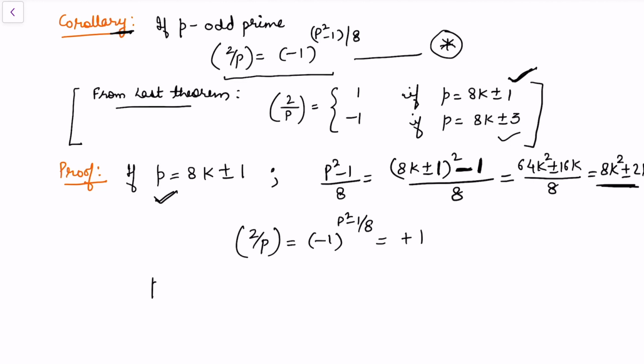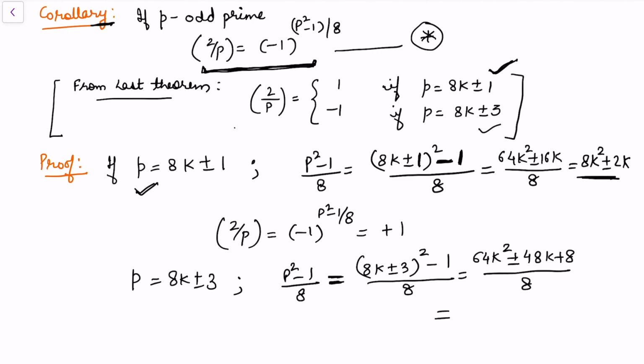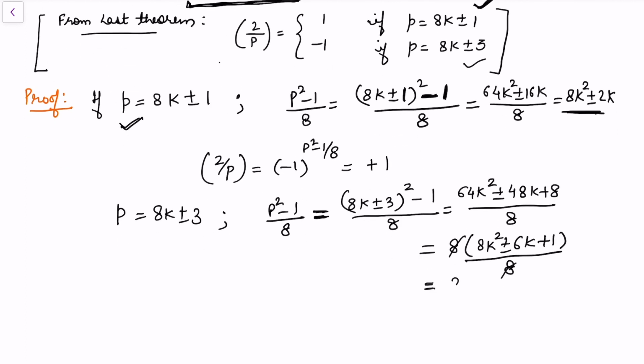For the next claim, if it is 8k±3, let's look at this expression. In this case, I am substituting ((8k±3)²-1)/8. When I open this quantity, I get (64k² ± 48k + 8)/8. When I take 8 common, the remaining quantity is 8k² ± 6k + 1, and this 8 gets cancelled out. And due to this 1, this is going to give me a negative value. If I look at the power, 2/p is (-1)^((p²-1)/8) and this value is -1.